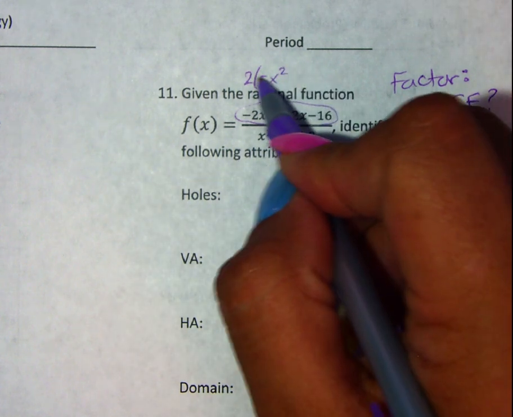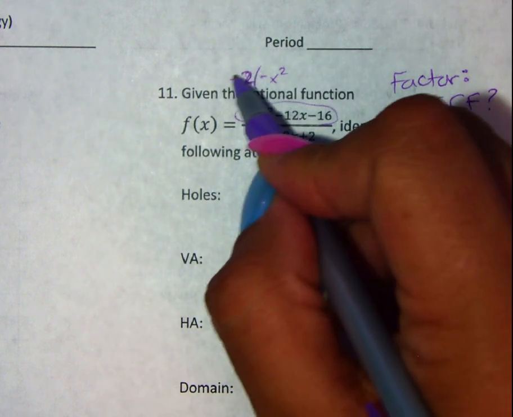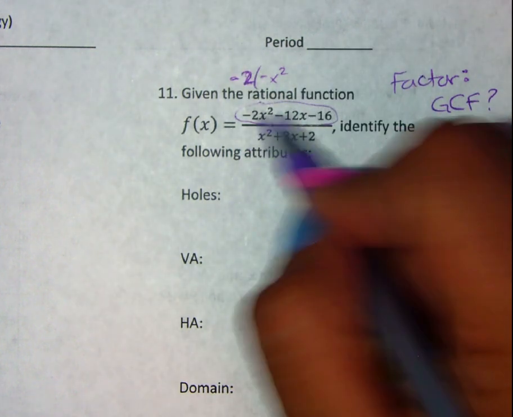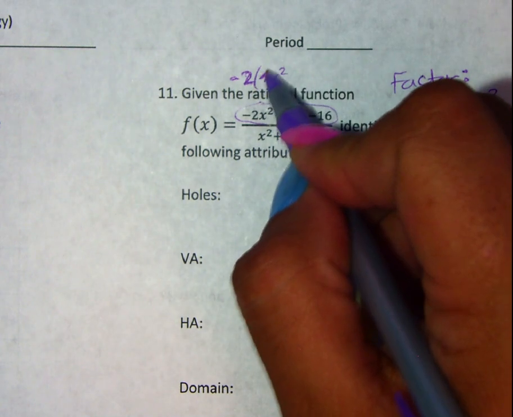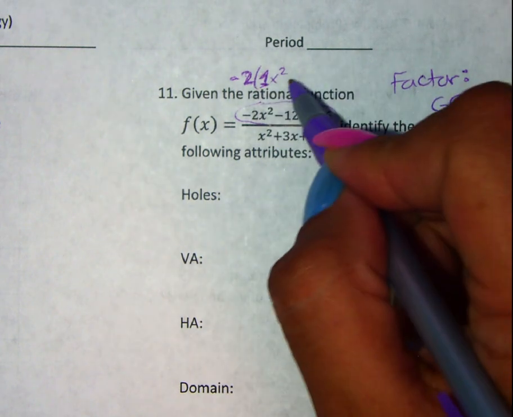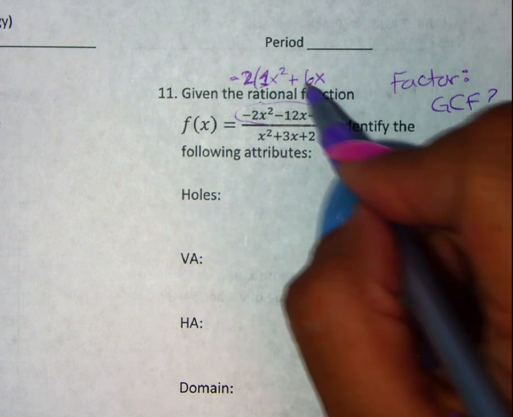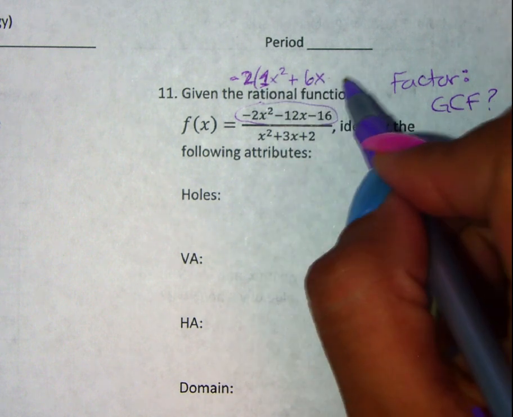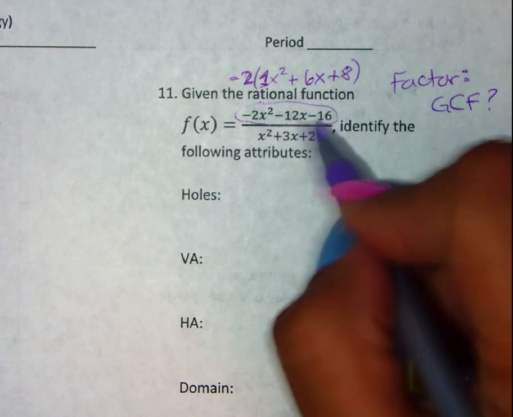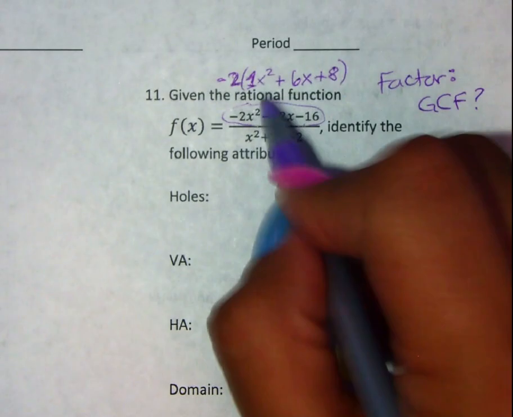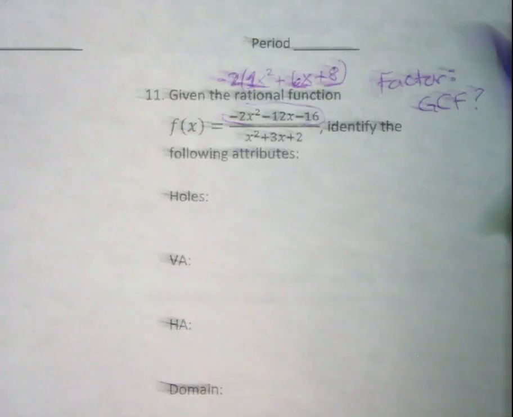So let's just take out that negative as well. So the GCF will be -2. If we divide each one of these by -2, we're going to have a positive 1x squared plus 6x, and then a positive 8. We divided each one of these by -2. So this trinomial is the one that we're now going to factor.